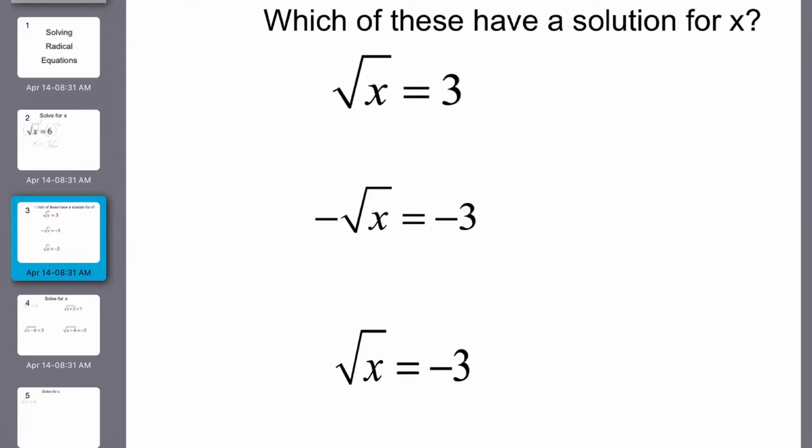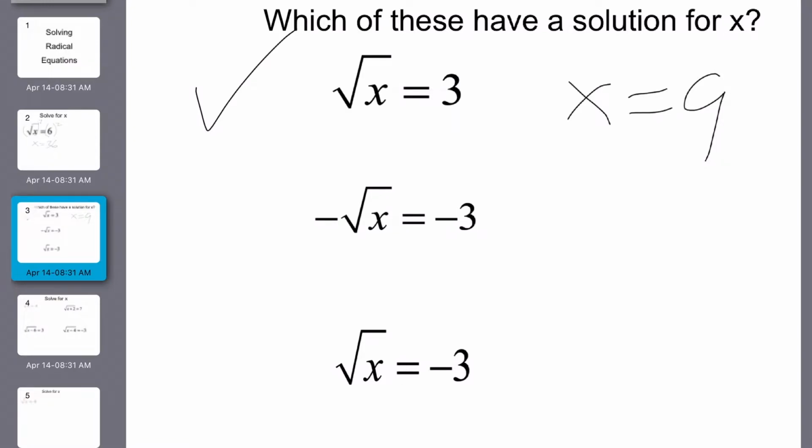Great, welcome back. Let's take a look at these three together. So the square root of x equals 3, you can square both sides or just look at it and know that x is going to be 9. And so you know that this one, in fact, does have a solution. So we'll put a check mark next to it.